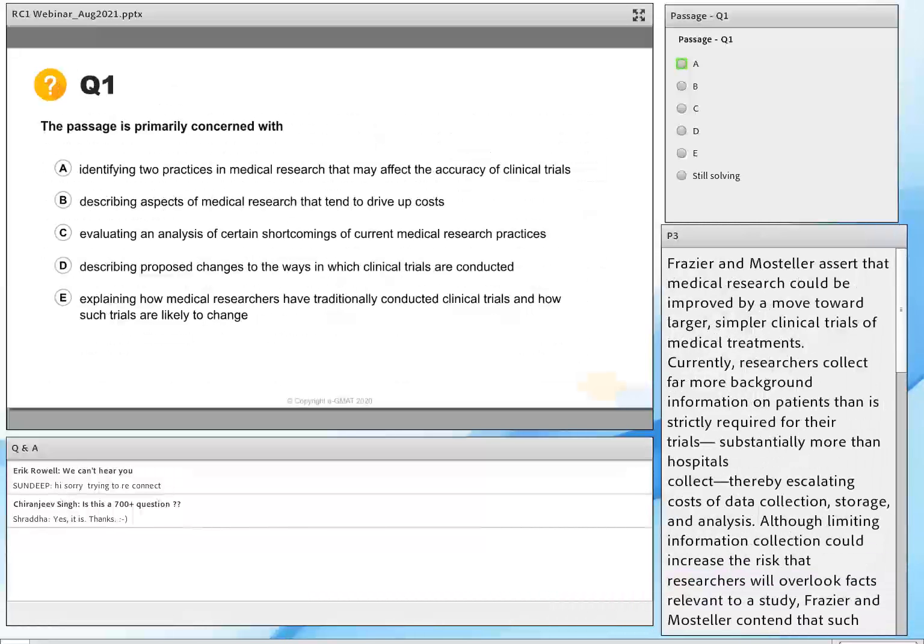That's the first question, which reads, the passage is primarily concerned with... I'm reading out just the first few words just to make sure that all of you are looking at the correct passage, because for some of you, the screen may take a few seconds to settle down. So that's our first question. All the best.